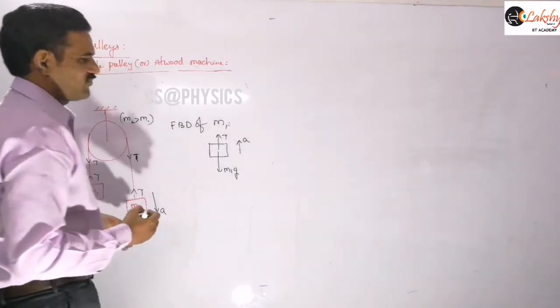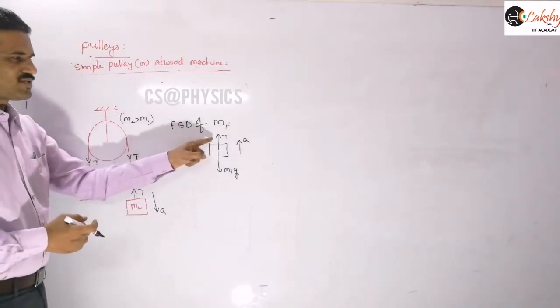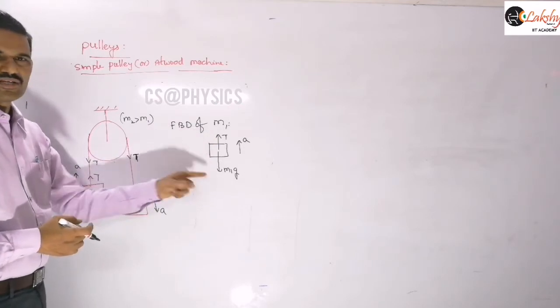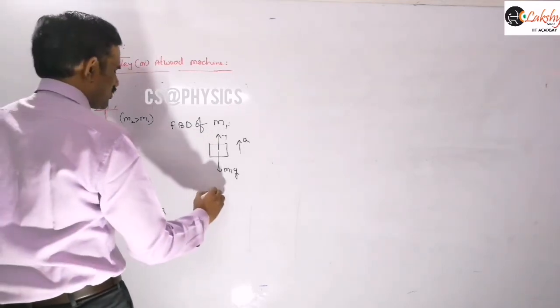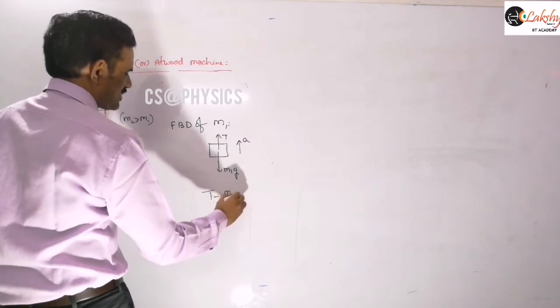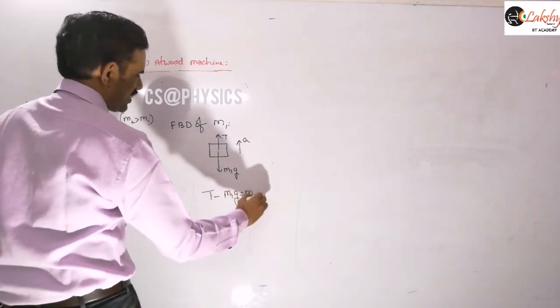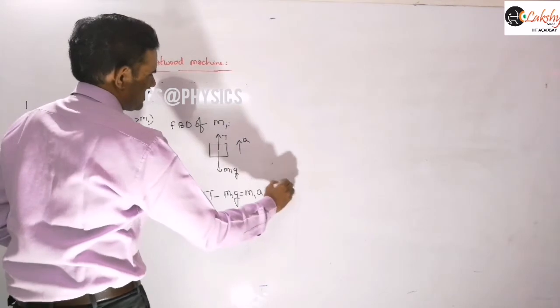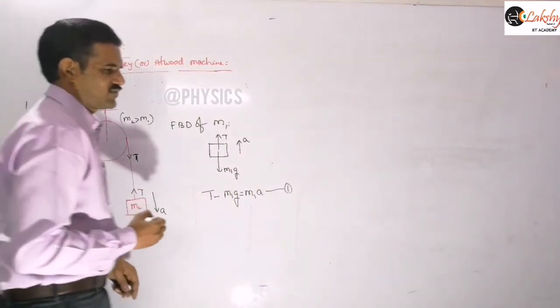So now let us write the force equation here. It is moving upwards, which means the upward force, this T, must be greater than M1G. So the net force equation is T minus M1G is equal to M1A. Right, this is equation 1. That is the force equation for M1.